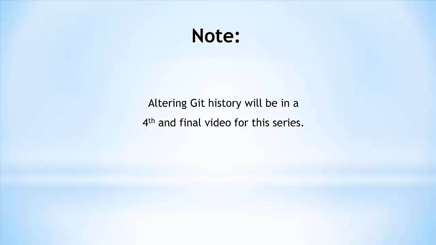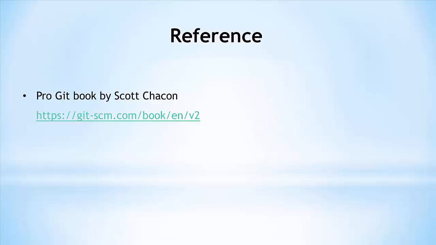Previously, I did note I would be covering altering Git history like rebase and amend. That topic I did decide to save for a fourth and final video. Otherwise, that topic would have been unnecessarily rushed for adequate coverage. The only reference for this video is Scott Chacon's superb Pro Git book, which is available online and in print.